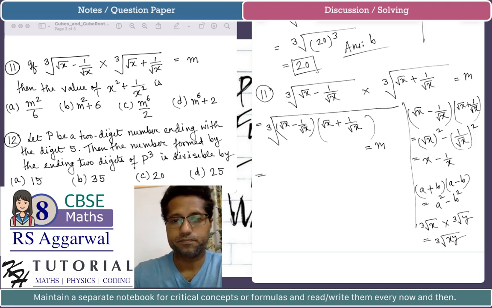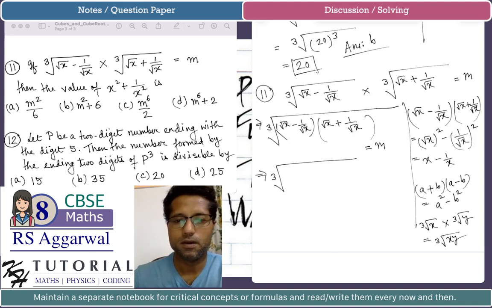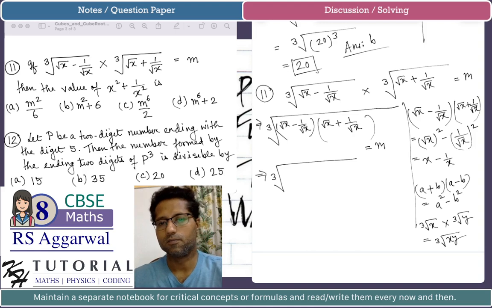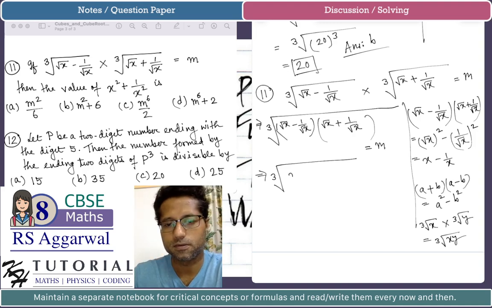Now the left hand side becomes the cube root of, in the form a minus b into a plus b, we have already seen that the product of root x minus 1 by root x and root x plus 1 by root x is x minus 1 by x. So the cube root of x minus 1 by x is equal to m.